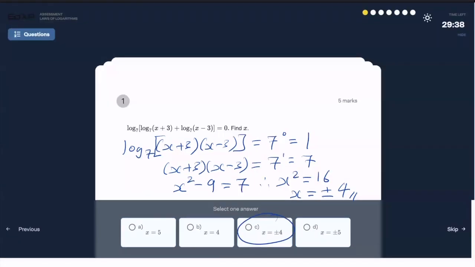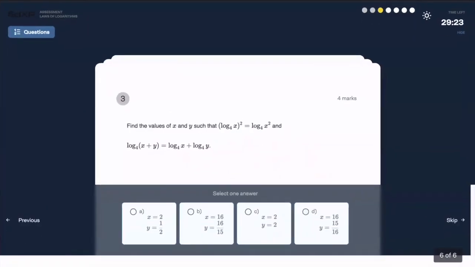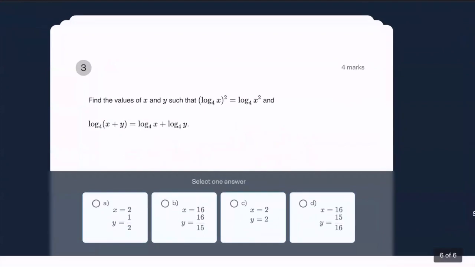I'll move on to the last example, also from our EdXP database on logarithms. So let's read the question. Find the values of x and y such that this equation and this equation apply. Let's look at this. Quite interesting. So we have (log 4x) all squared equals log of 4x squared. Left and right, these two are very different, but they actually comprise the same entity.